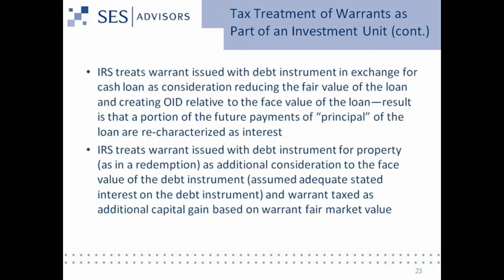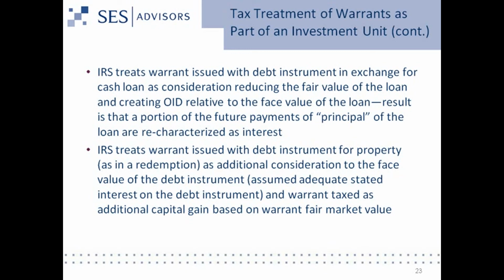So fleshing this out a little bit, the IRS treats the warrant that's issued with a debt instrument in exchange for a cash loan as something that reduces the fair value of the loan and creates original interest discount relative to the face value of the loan. To reduce the very complicated to the simple here, it basically recharacterizes a small portion of the payment that would be labeled as return of principal paid by the company back to the lender, the seller, as interest. So it basically shifts a small amount of principal payment, not taxed to the seller, to interest taxed at ordinary income.